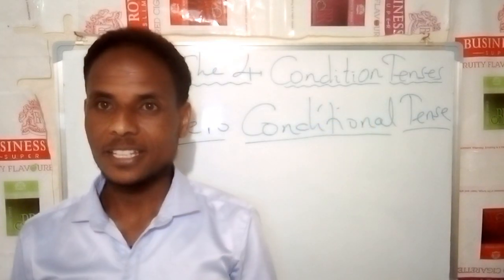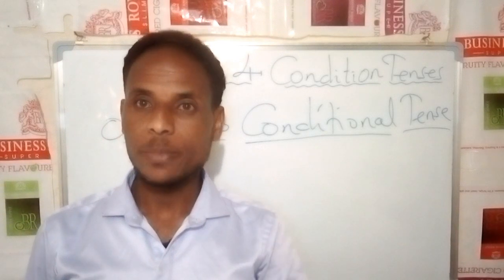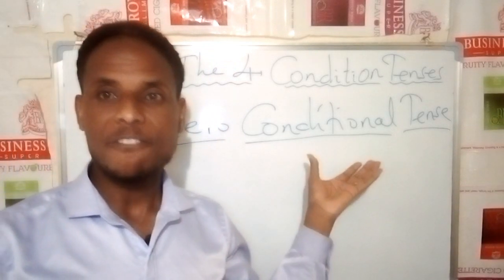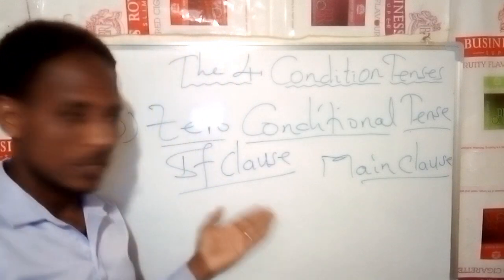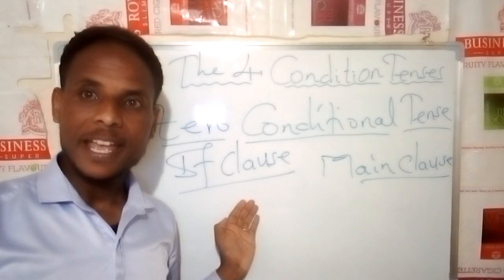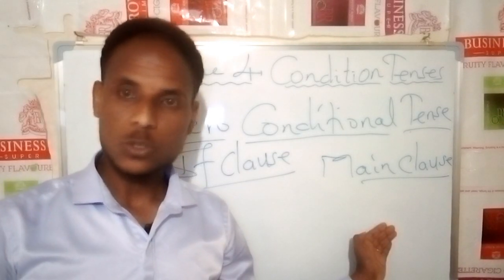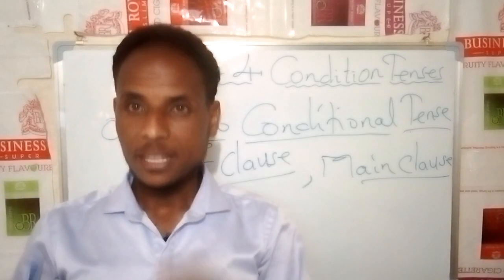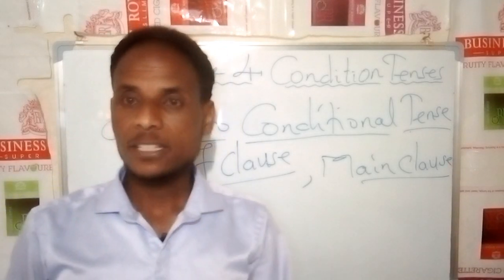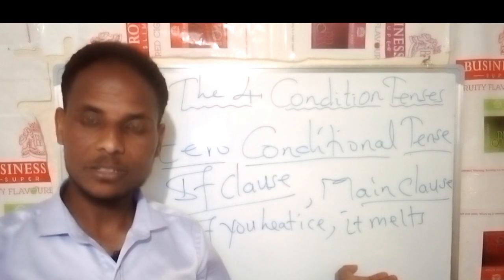A conditional tense is, in a sense, a situational tense. The zero conditional tense is different from the other three types because it talks about facts or truths. Every conditional tense is made up of the if clause and the main clause. The if clause is called a subordinating clause or a causal clause, whereas the main clause is an independent clause or an effective clause. The main clause of the zero conditional tense is about truths or facts.